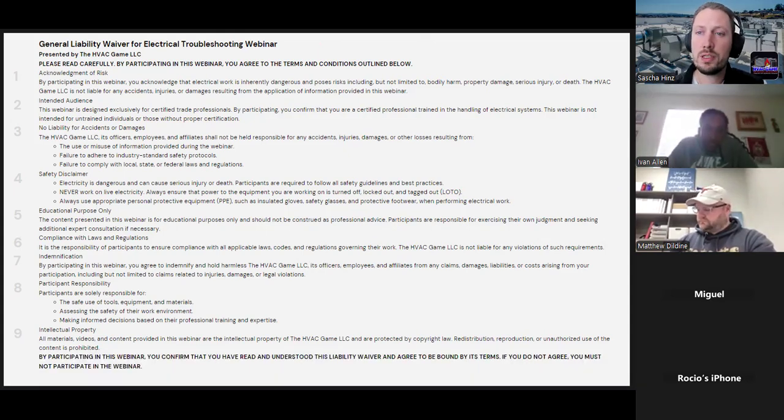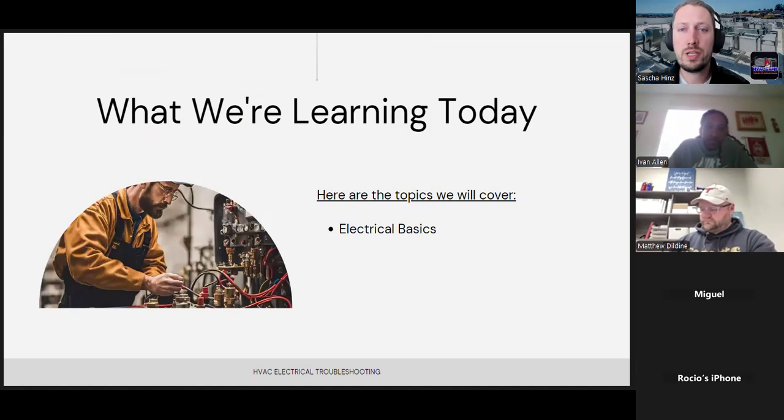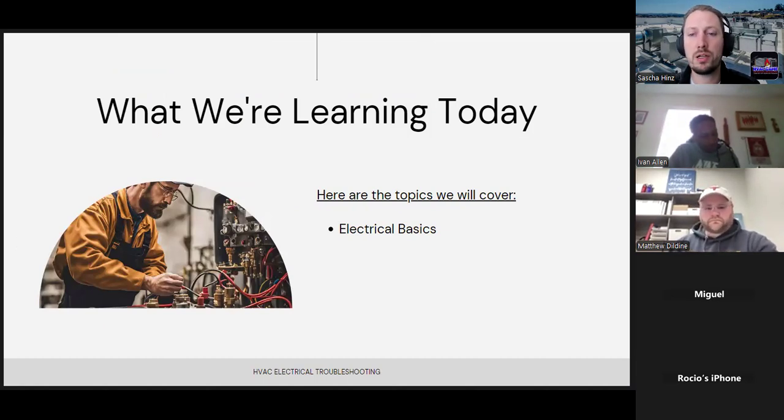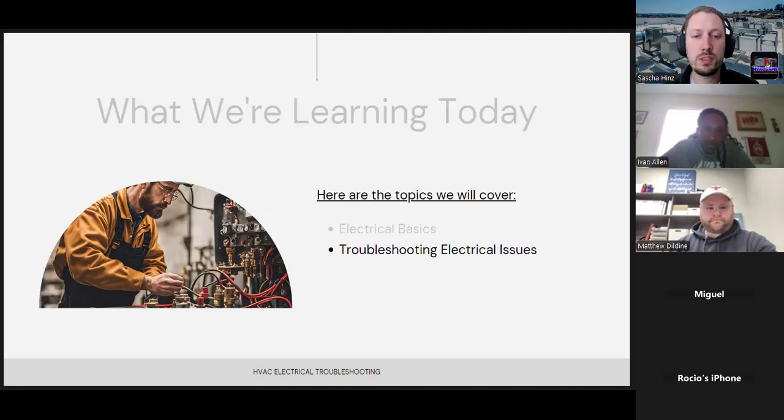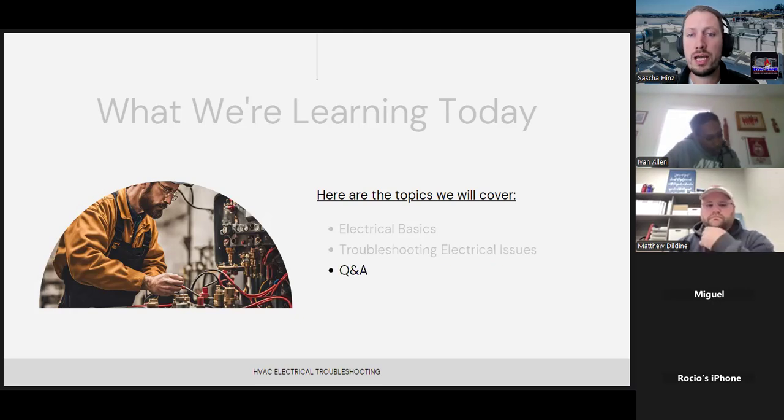Let's get into our troubleshooting. What we are learning today, first of all, we're going to go over electrical basics, because to do electrical troubleshooting, you will need to understand the basics. So we're going to go into what is electricity. We're going to cover voltage, amperage, and resistance. After that, we're going to go into troubleshooting electrical issues, and I have it divided into several sections of how I troubleshoot and diagnose. Lastly, we're going to have a Q&A. And in the end, I have a little bonus slide that you can take with you for reading electrical wiring diagrams.